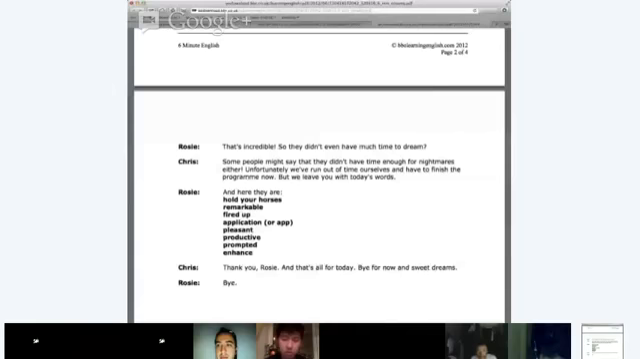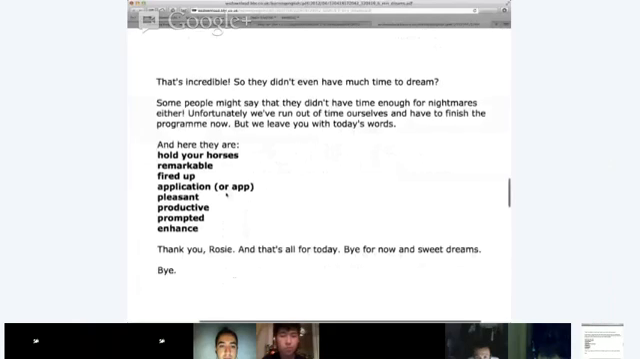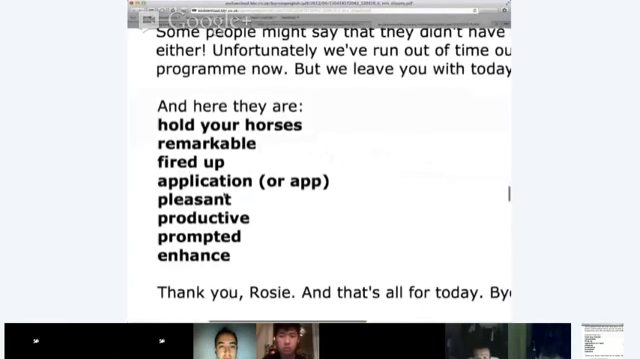So here's the list of the words. I'll pull them up on the screen. So the first one was hold your horses. Well, we already talked about that one, so that's okay. But this other word, remarkable, what does that word mean, remarkable? Exceptional.